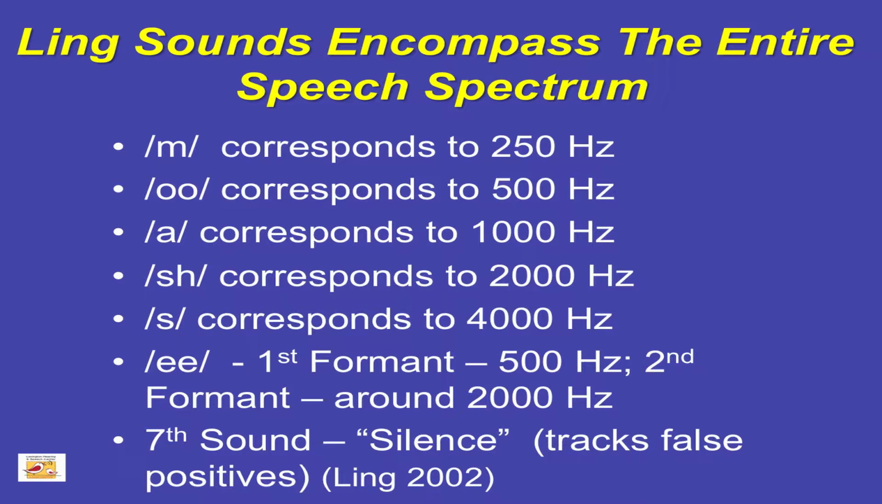Ah and oo are low frequency sounds. The sh is a mid-frequency sound, and the s is a high frequency sound, and e is a higher frequency vowel. The 7th sound, which is silence, helps the child to learn that silence means nothing or that there is no sound present.